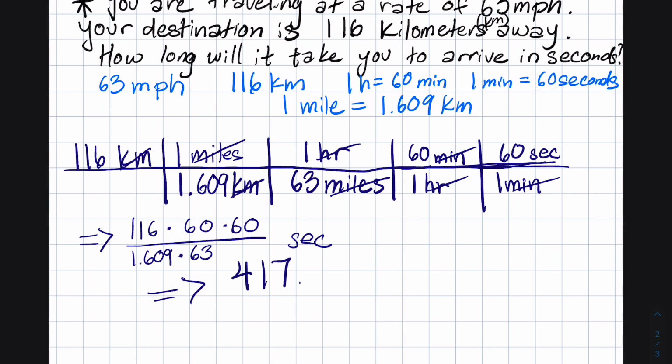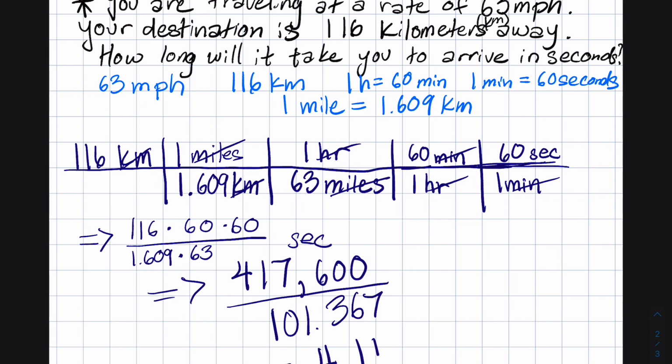And this would give us 417,600 over 101.367. Now we would just divide this one last time and we would get 4,119.70 seconds.